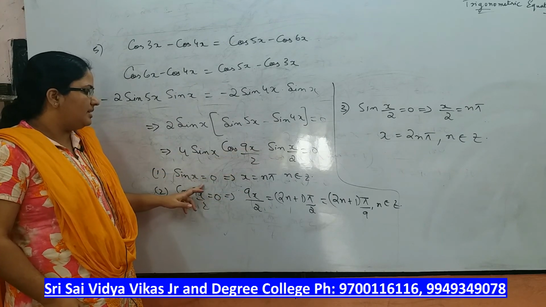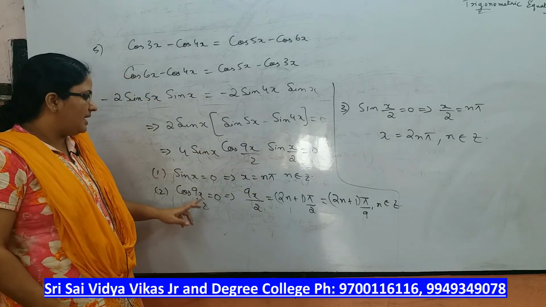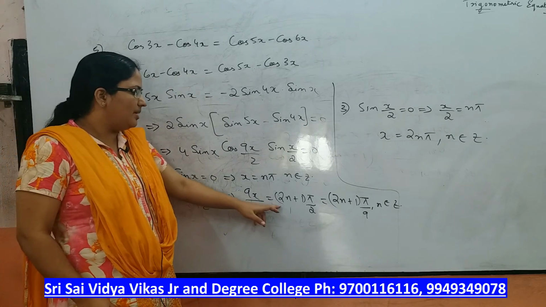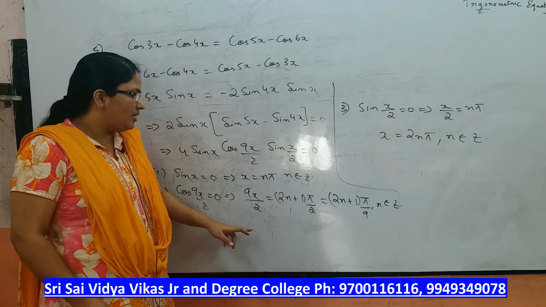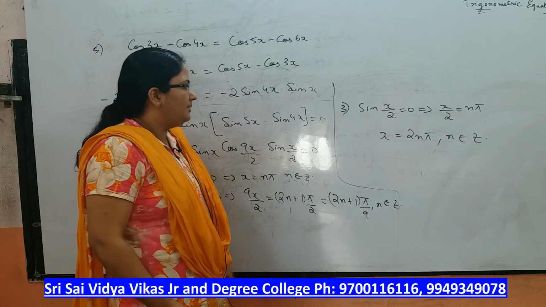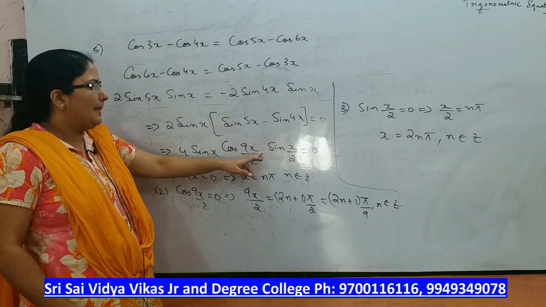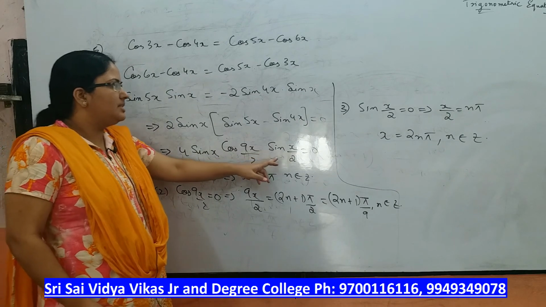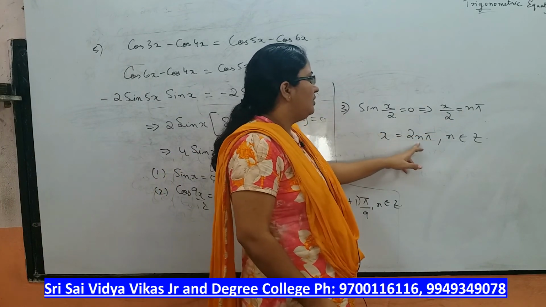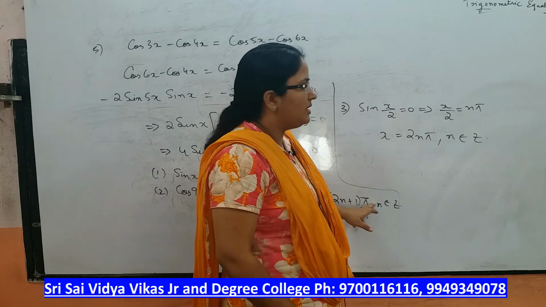If sin x is equal to 0, then x is equal to n pi is a solution. If cos 9x by 2 is equal to 0, 9x by 2 is equal to (2n plus 1) pi by 2. So x will be equal to (2n plus 1) pi by 9. Sin x by 2 is 0 implies x by 2 is equal to n pi, x is equal to 2n pi, where n belongs to Z. These are the 3 general solutions.